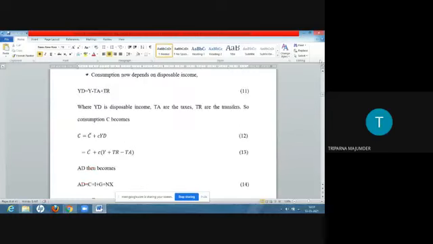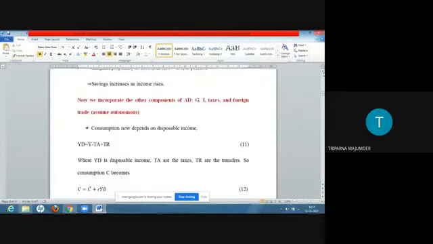Now we incorporate the government sector as well as foreign trade. Now, when we include the government sector, then we do not take only income. We bring in the concept of disposable income. Now, consumption will depend on how much income the people have at their hands to spend. So, disposable income is nothing but Y minus TA plus TR.